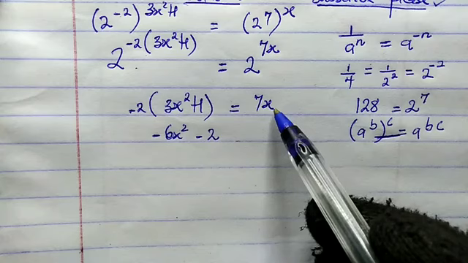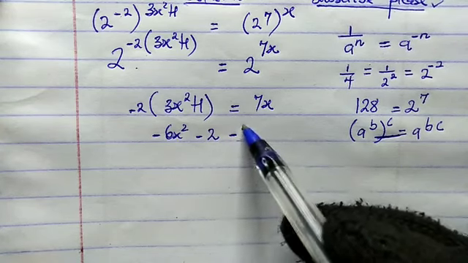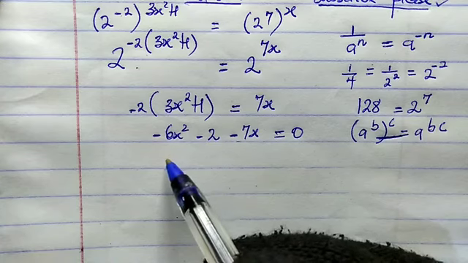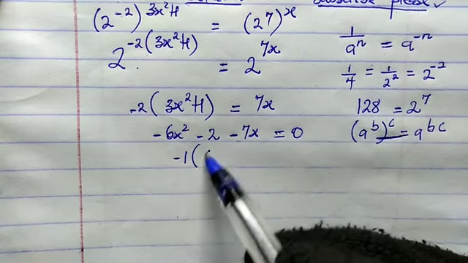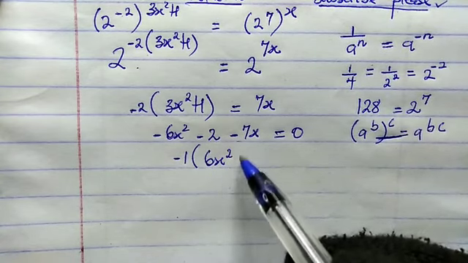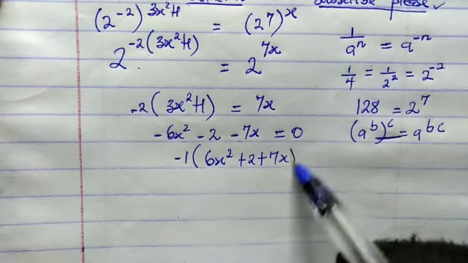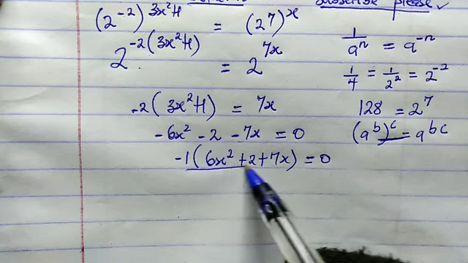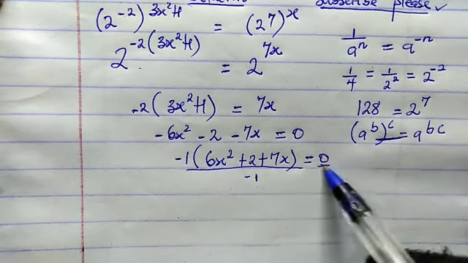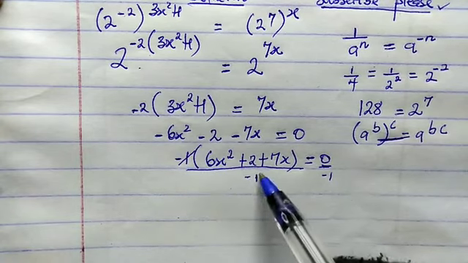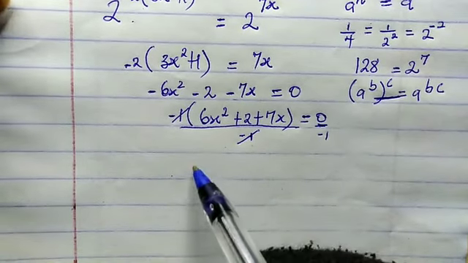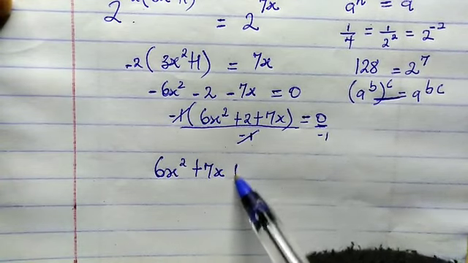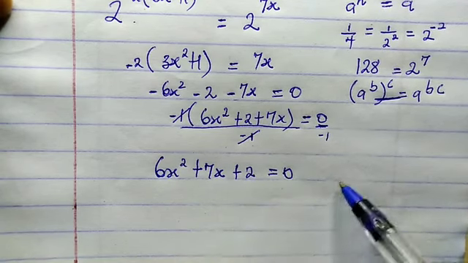And the term at the right hand side moving to the left hand side will become negative 7x, and this is equal to 0. So we can factor out a negative 1, so that the whole of this is positive: negative 1 times 6x squared plus 7x plus 2, equal to 0. Divide both sides by negative 1, and the negative 1 and negative 1 cancel out. So from here we have 6x squared plus 7x plus 2 equal to 0.